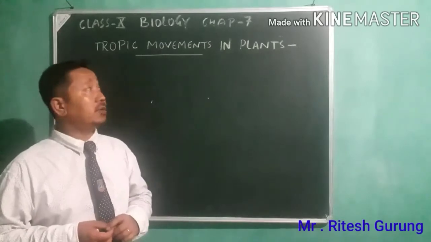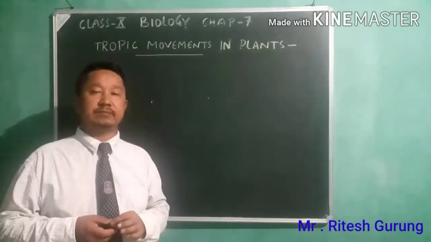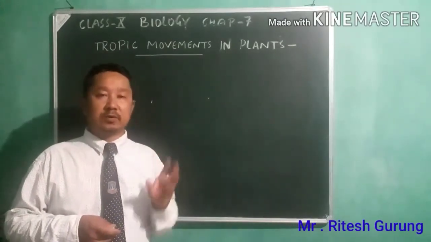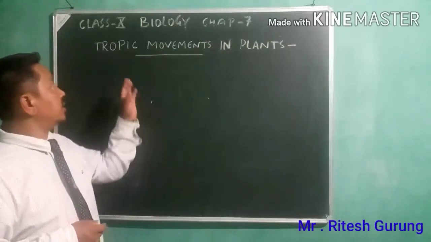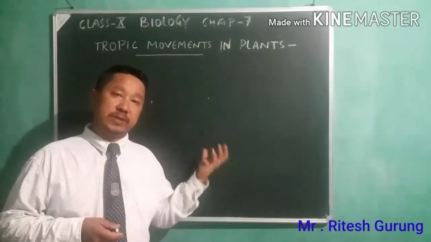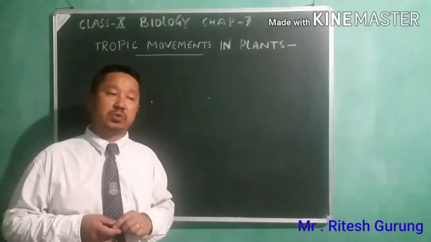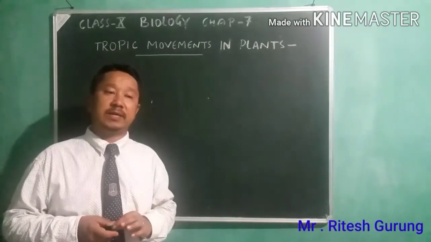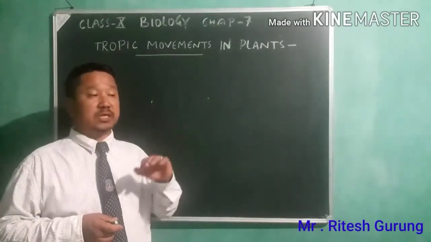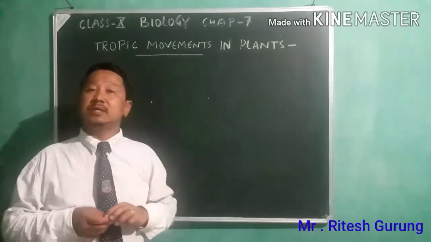Hello class 10, we'll continue chapter number 7, that is chemical coordination in plants. In the last session we had a talk about 5 different kinds of plant hormones. Today in this session we'll talk about tropic movements in plants, because in the movements of the plants, the plant hormones also play a very important role there. That's why these two things, the hormones and the movements, have been given in the same chapter.